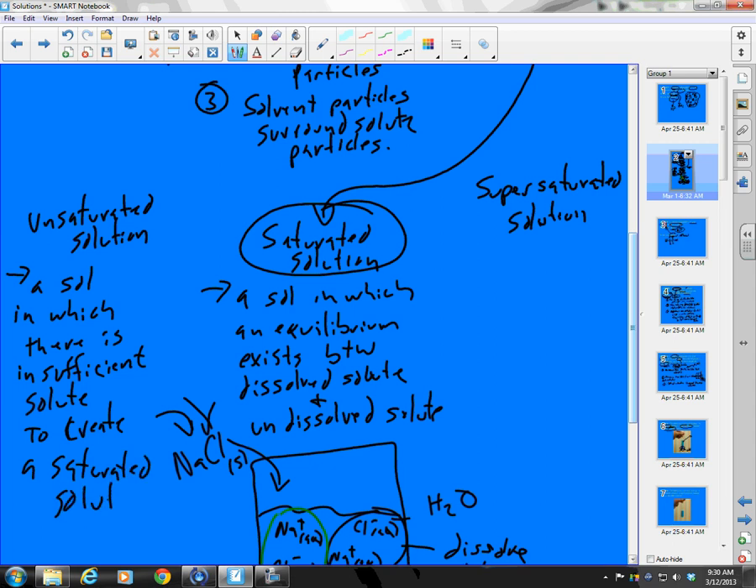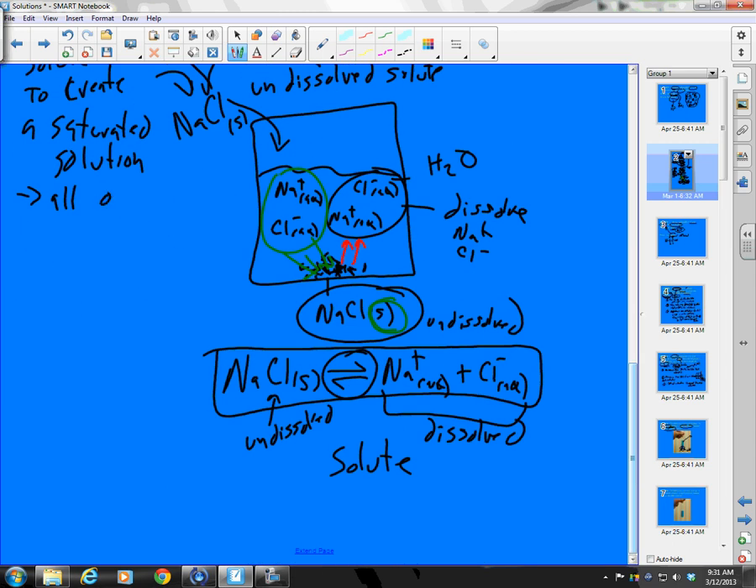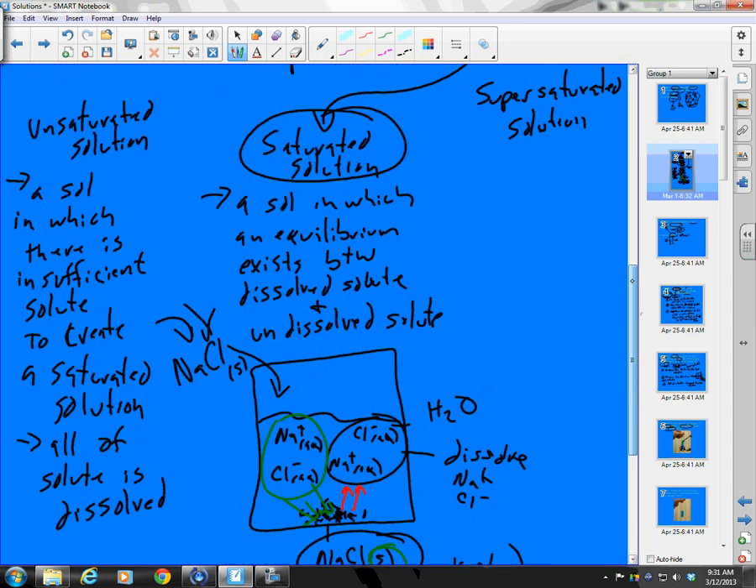What do we mean by insufficient? We don't have enough. This is a solution in which we have not added enough solute to create a saturated solution. All of the solute is dissolved. There's not enough solute to force a precipitation to occur, and so there is no solid. It is all dissolved in my solvent.